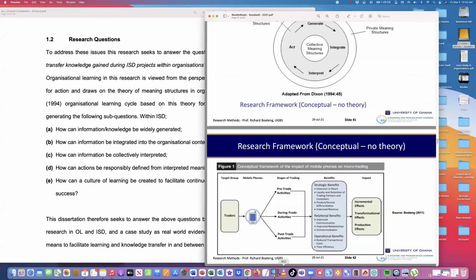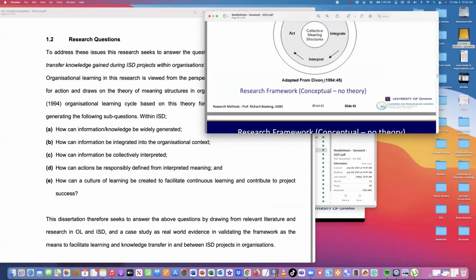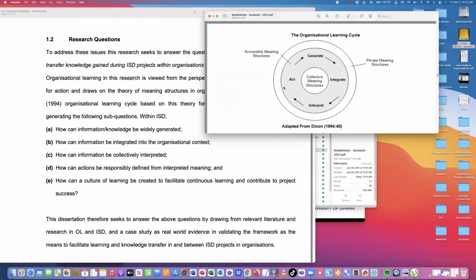Let me just try to close this part. Look at the cycle. So this is Dixon's organizational learning cycle. Dixon says that for organizations to learn, learning occurs when meaning structures are accessible. Private meaning is held by individuals, collective meaning is held by organizations. So create the structures for people to feel confident to share what they know, so make it more accessible.